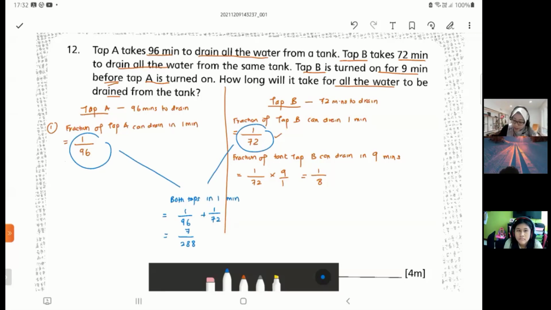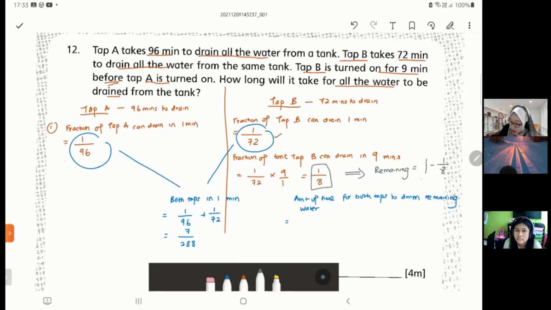Okay, now let's look for the time. Amount of time for both taps to drain remaining water. Okay, how do I find the remaining water? Can you look at this? 1 over 8, right? So the remaining of the tank will be 1 whole minus 1 over 8 equals 7 out of 8. Okay, so the remaining of the tank water is 7 over 8.